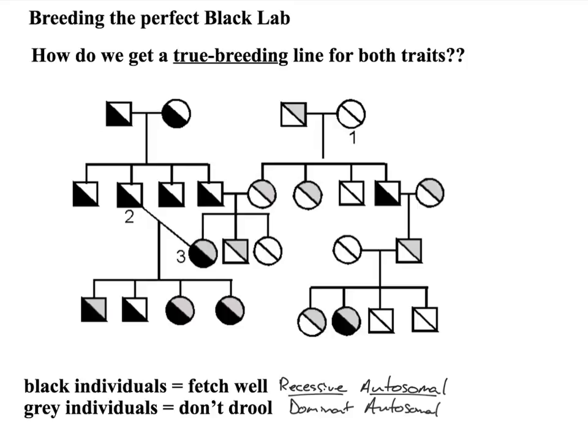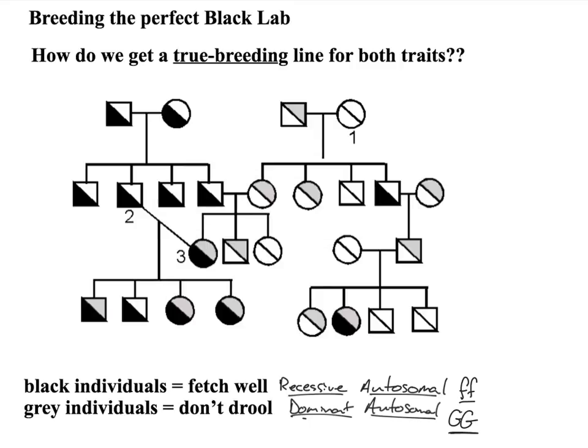Then we're sure we're getting the homozygous big A for the autosomal dominant trait of gray individuals, but you are also going to get little b, because this is a recessive trait. Let me fix that and make sure that we cross them with each other, and that we know that the recessive trait is fetching well. We'll say it's recessive, so it's little f. And gray individuals, let's say big G is dominant, so for not drooling, they get big G.